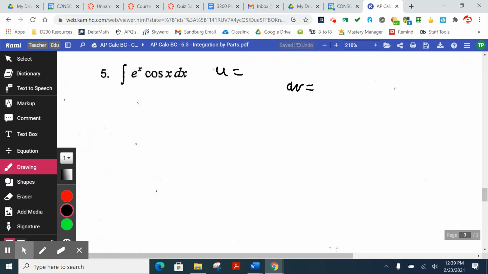What that would mean is it doesn't necessarily matter which one you're going to let be your u. I'm going to let it be e to the x. So just so we all kind of look the same and these steps all look the same, let u be e to the x. That would then mean we're going to let our dv be the cosine of x dx. We know we need the derivative of u, so we can go ahead and get that done real quick. And we need the antiderivative of v.